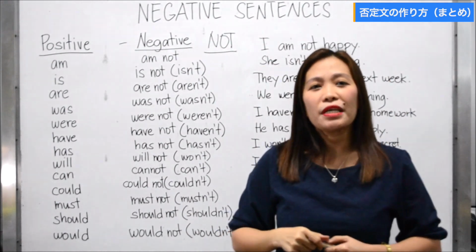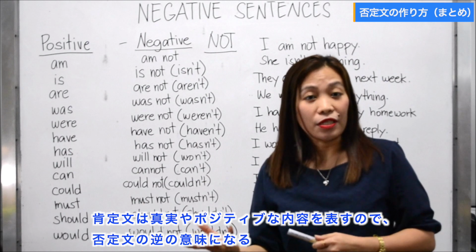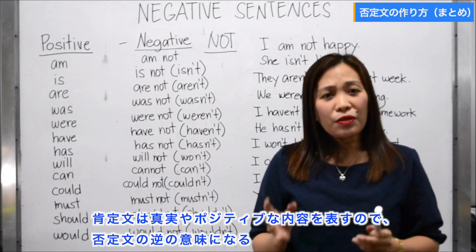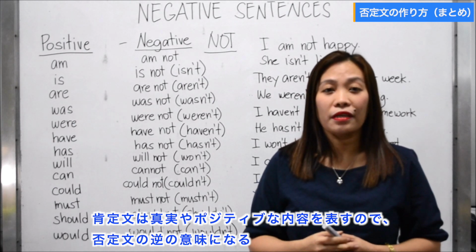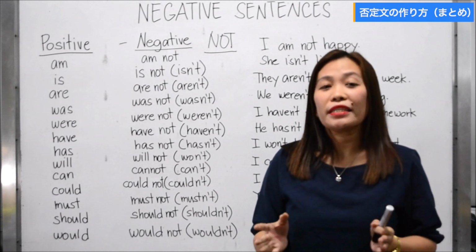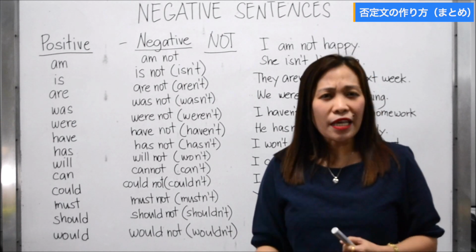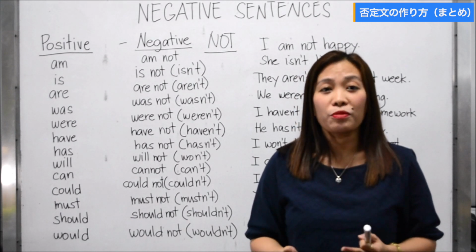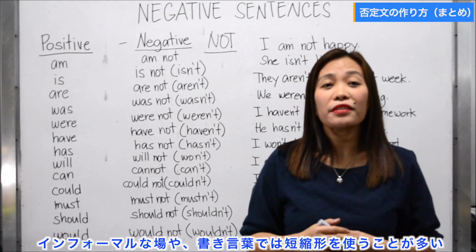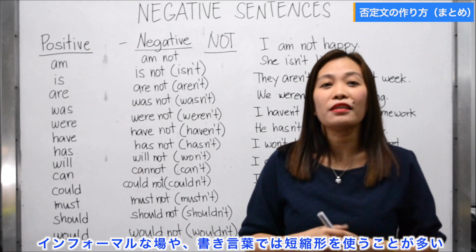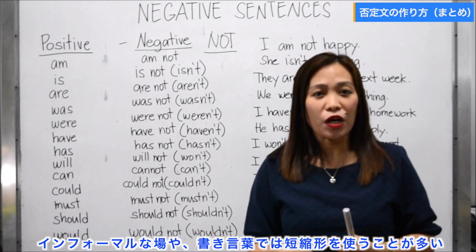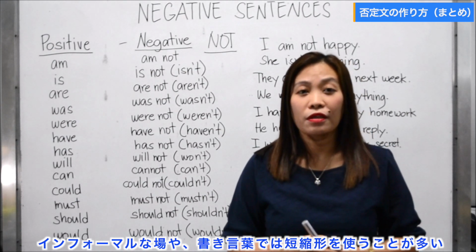A positive sentence is the opposite of a negative sentence because a positive sentence states things positively. So we can create a negative sentence containing various verb forms. We can also use negative sentences for informal speech or writing by using contractions or short forms.